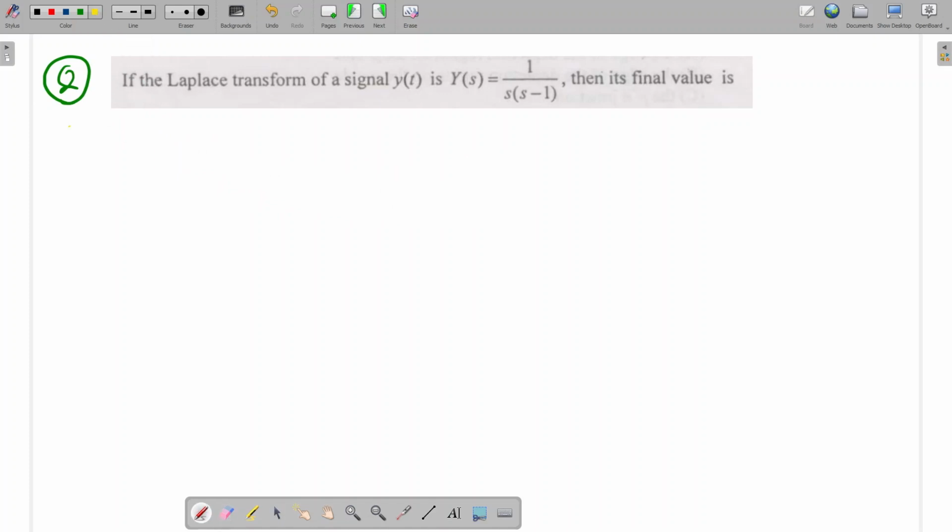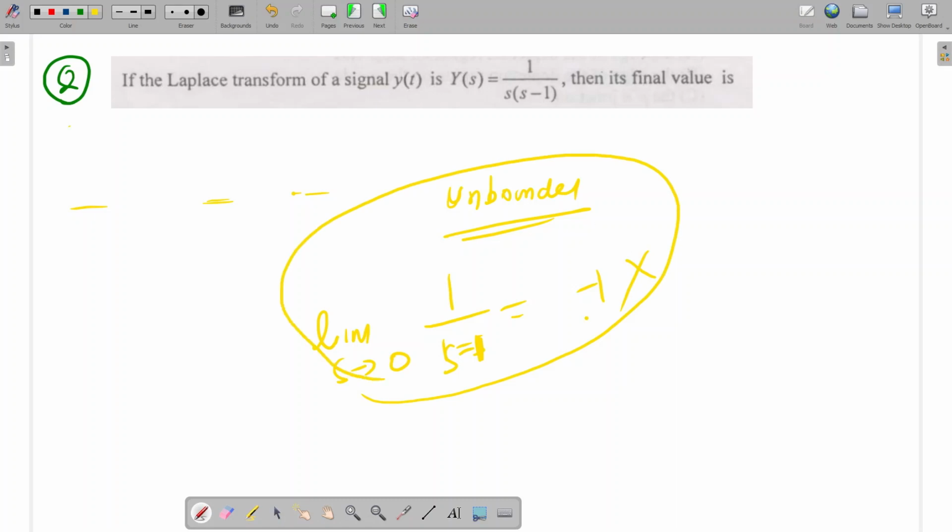So that's why the final value is unbounded. In the options, if it is written unbounded, then we will take that option. In this question, one option was there that it will be unbounded. Some numbers will also be there, but they will come from the basic formula. If you apply the basic formula, limit s tends to 0 of sF(s), that will be 1 by s minus 1, s minus 1, so that will be minus 1. But this is incorrect, since one pole is in the right-hand side. So that's why this final value will be unbounded. Is it clear to all?